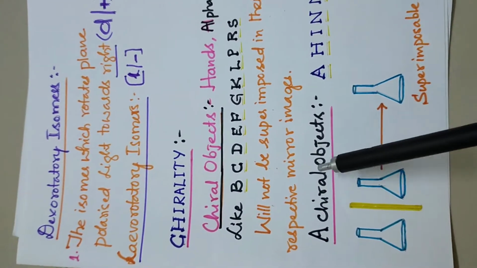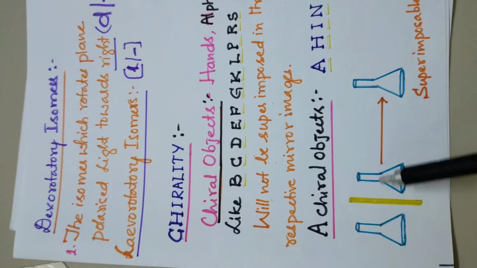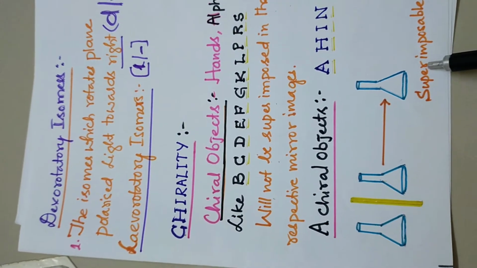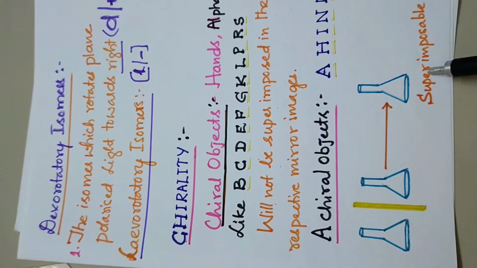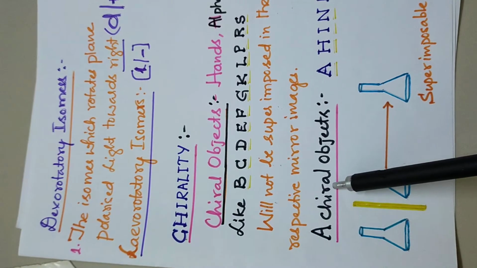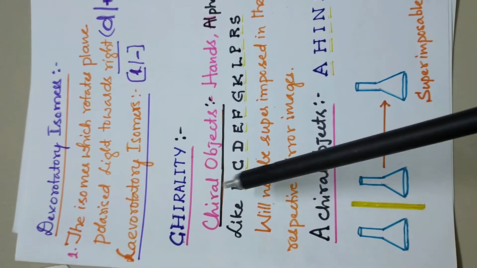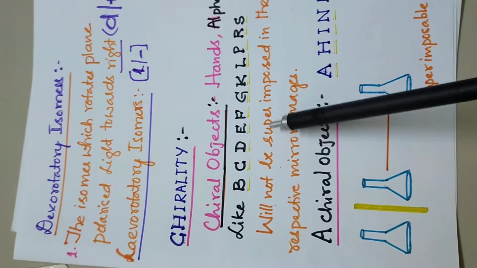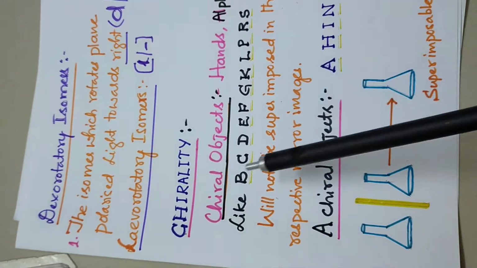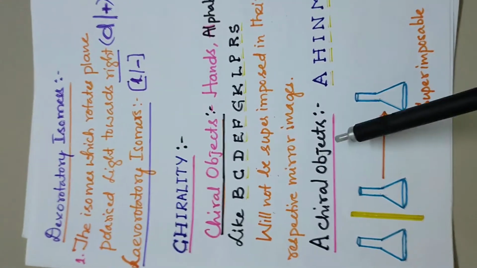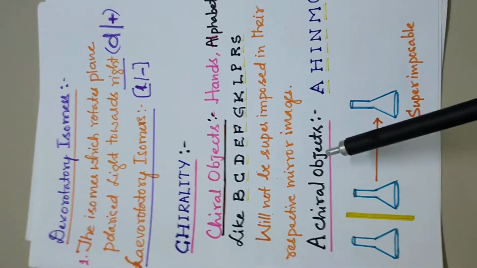But here what happens? Achiral means if they come together, if you keep it on that one, it will form one image. That's a superimposable mirror image. The objects which possess superimposable mirror images are achiral objects. The objects which are non-superimposable mirror images are called chiral objects. Chiral objects and achiral objects. Just to go through it very clearly.